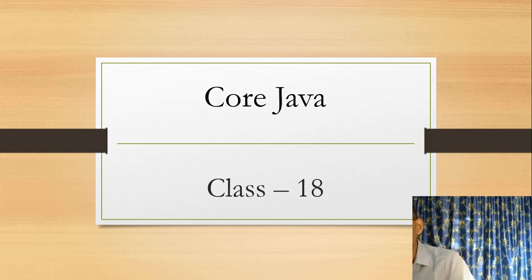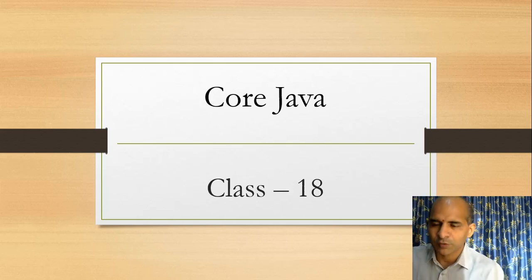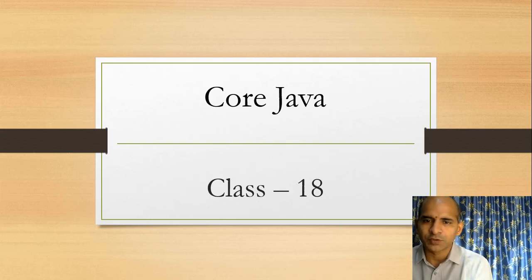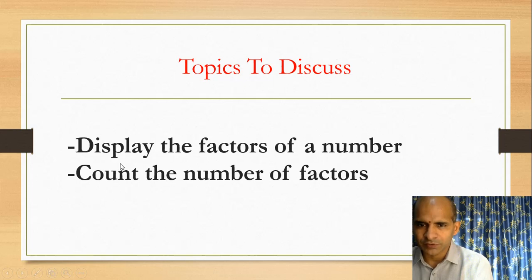We know how to print 1 to 10, 10 to 1, and how to display the even numbers between 1 to 10. So by taking all those concepts that we have, we will solve some other programs. Today we are going to find out the factors of a number, and also count how many factors there are in a number.